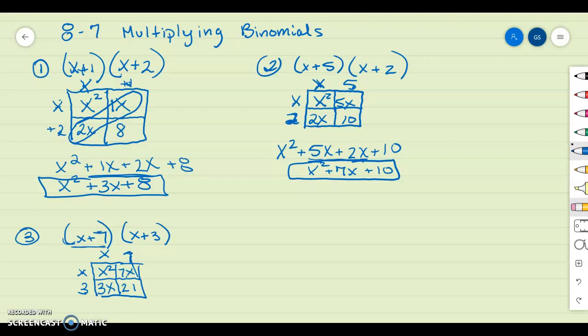All right, so we take this out of the box now. We write down all our terms. We have x squared plus 7x plus 3x plus 21. We combine like terms and we get x squared plus 10x plus 21.